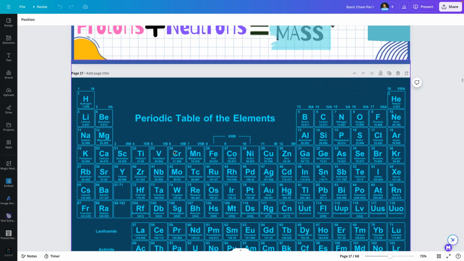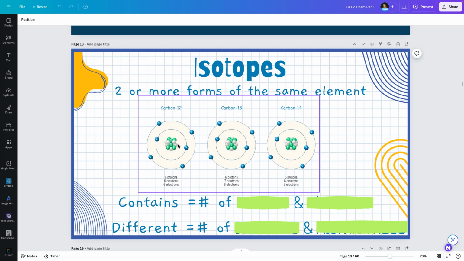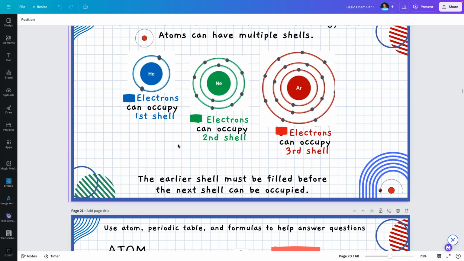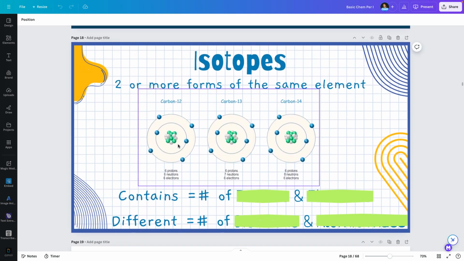Right, so last class we talked about protons, neutrons, electrons. We talked about atomic number, atomic mass, how to calculate the neutrons with specific data given to you, how to calculate protons, all of those. Today we're going to talk about isotopes, and we're going to talk about electrons and what happens to them in their rings, okay? So whenever you have two or more forms of the same element, that is called an isotope.